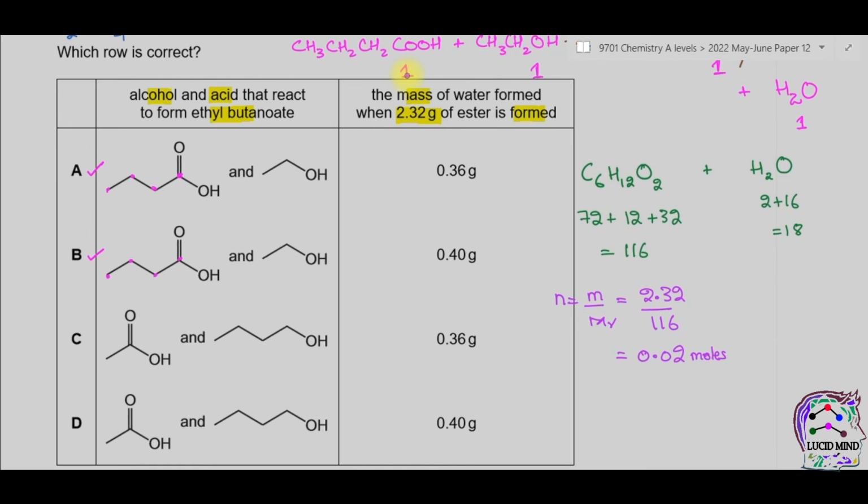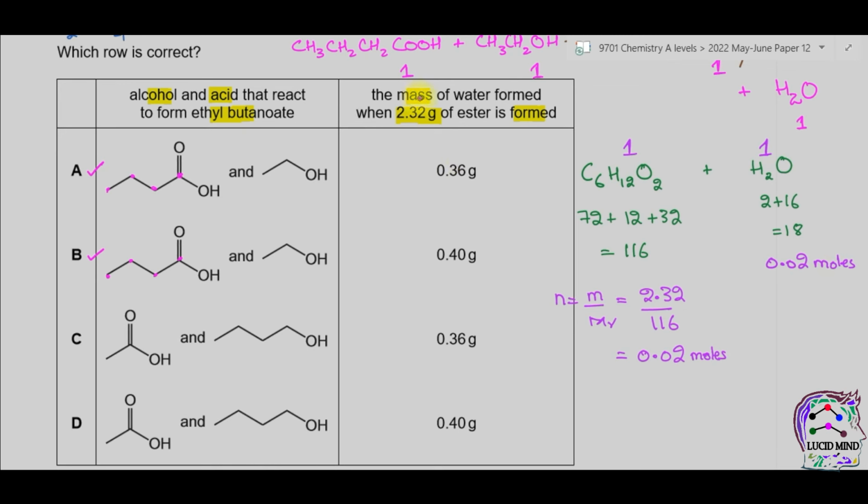Now from the balanced equation, we know it is always 1:1. 1 mole of ester is formed along with 1 mole of water. So if the ratio is the same, then the number of moles should be the same. So if 0.02 moles of ester is formed, it means 0.02 moles of water should be formed.